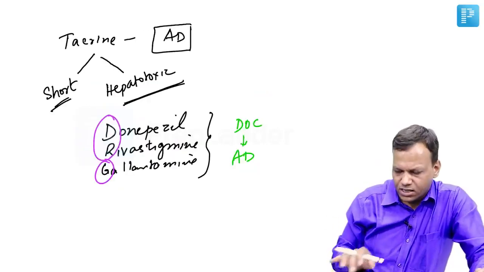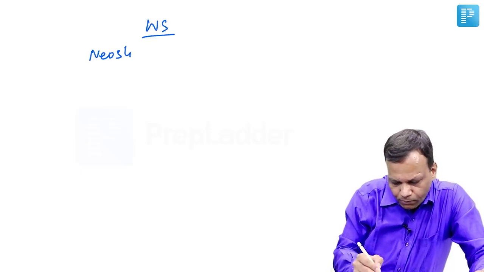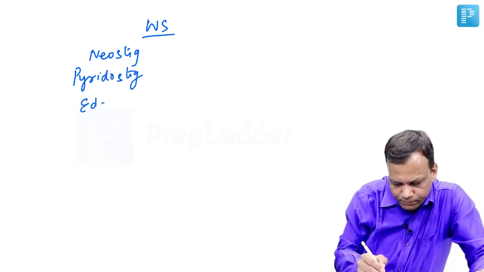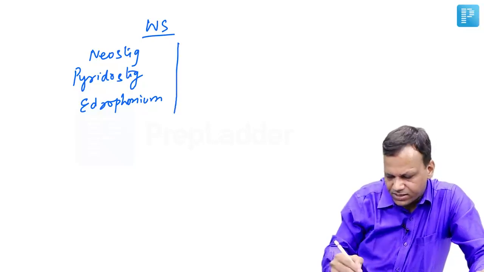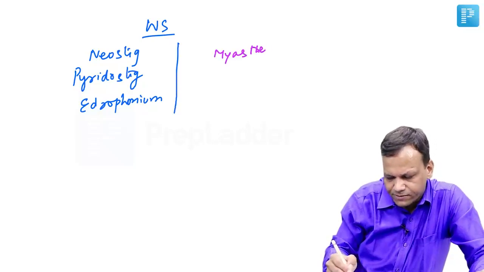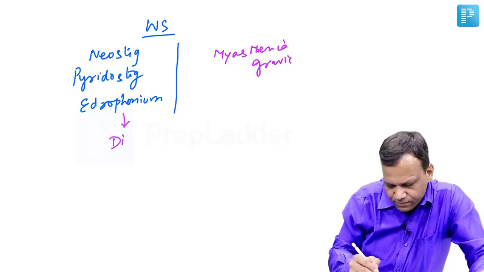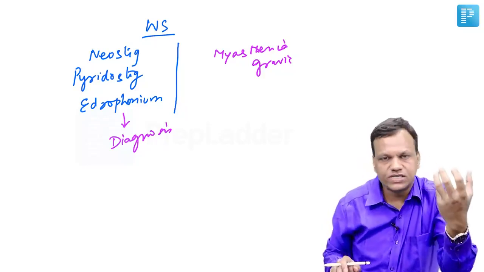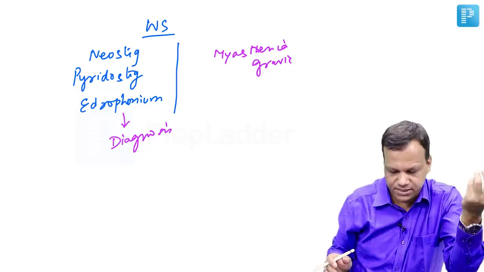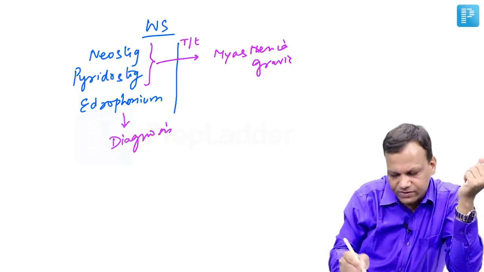Coming to water soluble drugs, the water soluble drugs include neostigmine, pyridostigmine, and edrophonium. The main use of these drugs is in myasthenia gravis. First and the major use is myasthenia gravis. Edrophonium is used for diagnosis of myasthenia gravis. It is a very short acting drug. After giving edrophonium, if the condition of the person improves, it is myasthenia. If it worsens, it is cholinergic crisis. Whereas neostigmine and pyridostigmine are longer acting, they are used for treatment of myasthenia gravis.